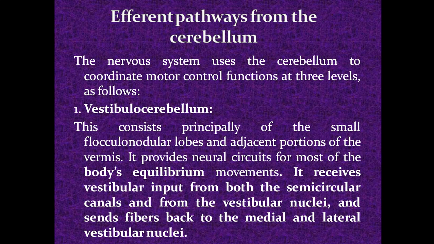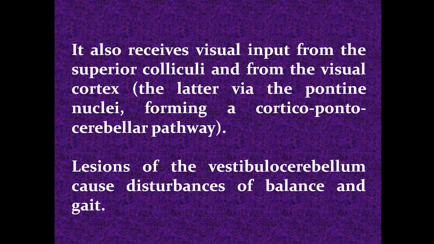It receives vestibular input from both the semicircular canals and from the vestibular nuclei of the brain stem, and sends fibers back to the medial and lateral vestibular nuclei. It also receives visual input from the superior colliculi and from the visual cortex, so it is concerned with the visual spinal reflex we discussed in the motor system. The latter goes via the pontine nuclei, forming the cortico-ponto-cerebellar pathway. Of course, when there is a lesion in the vestibular cerebellum, it will cause disturbance in balance, gait, and coordination.